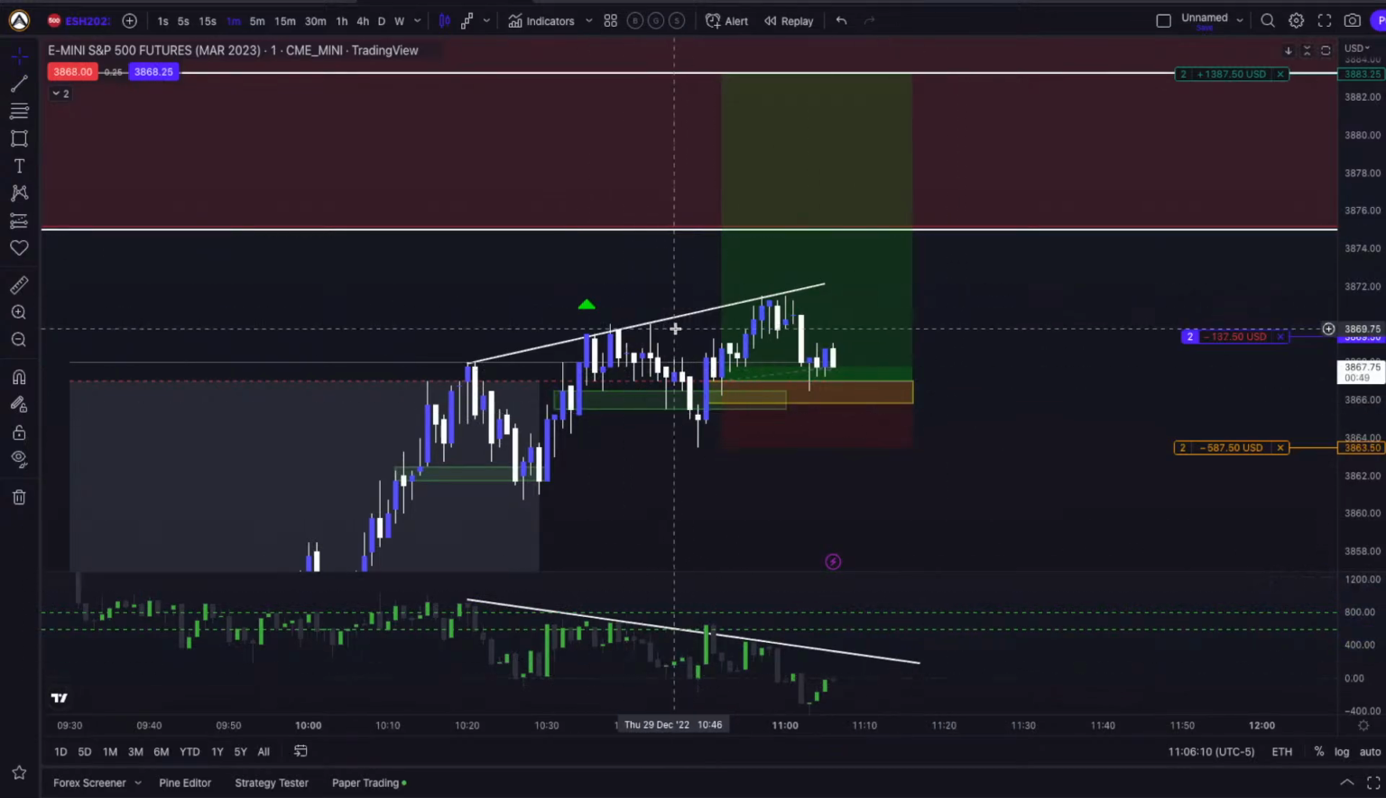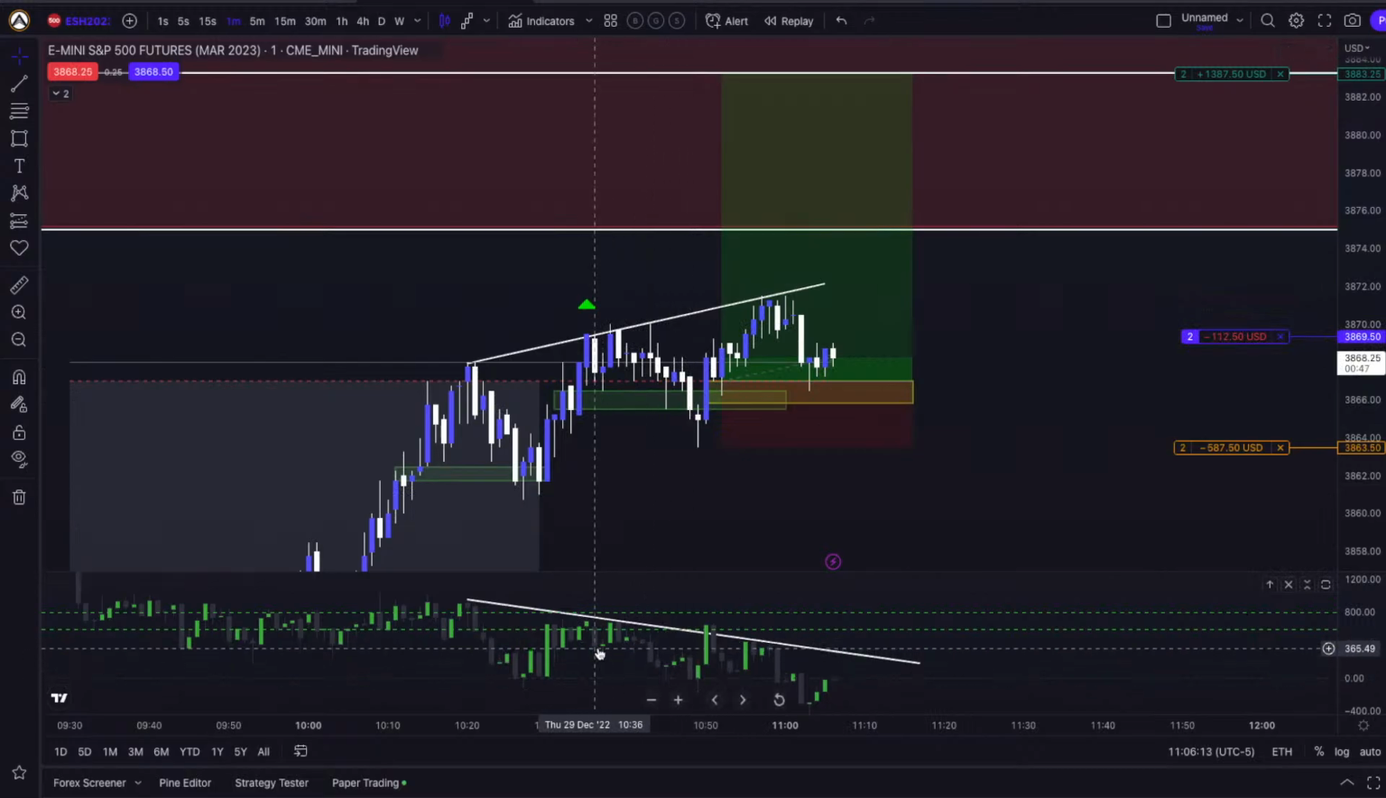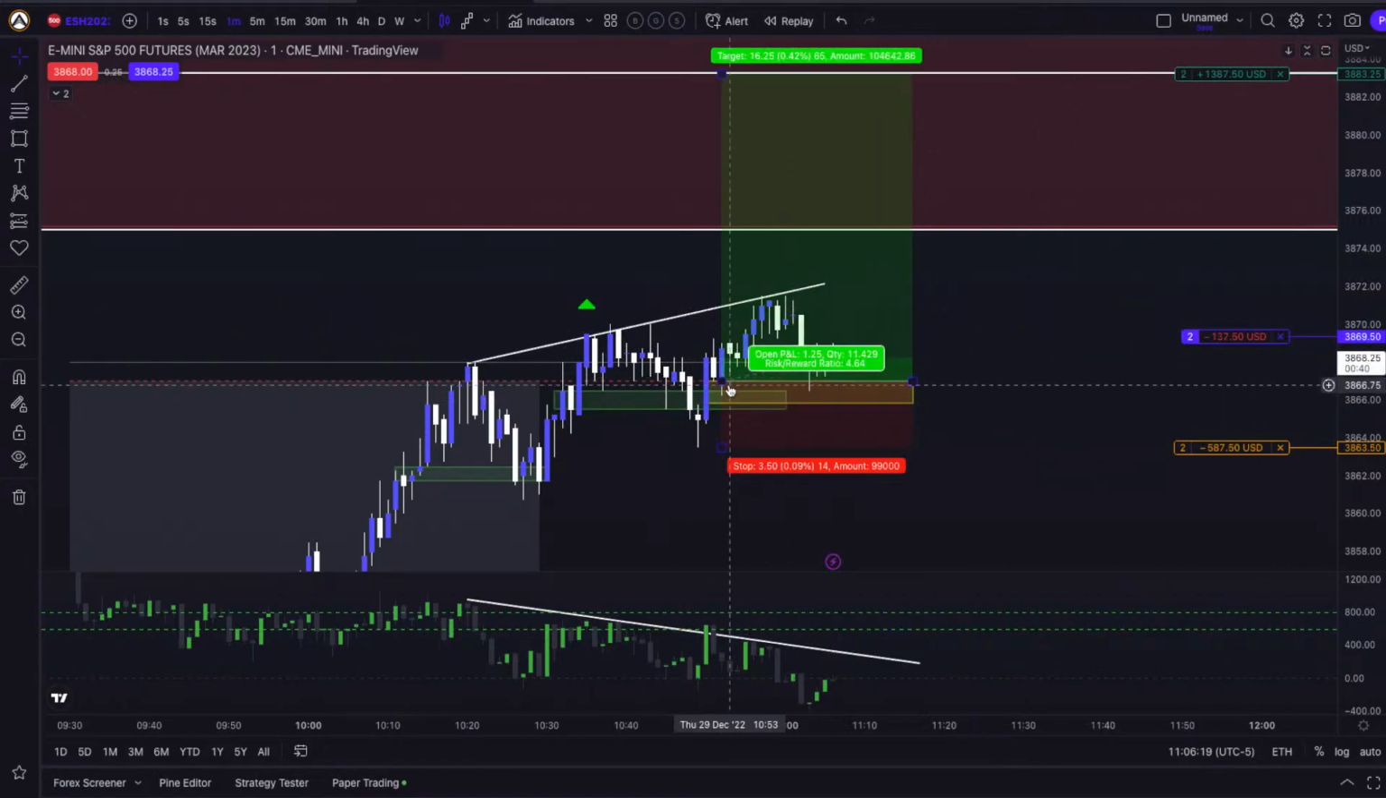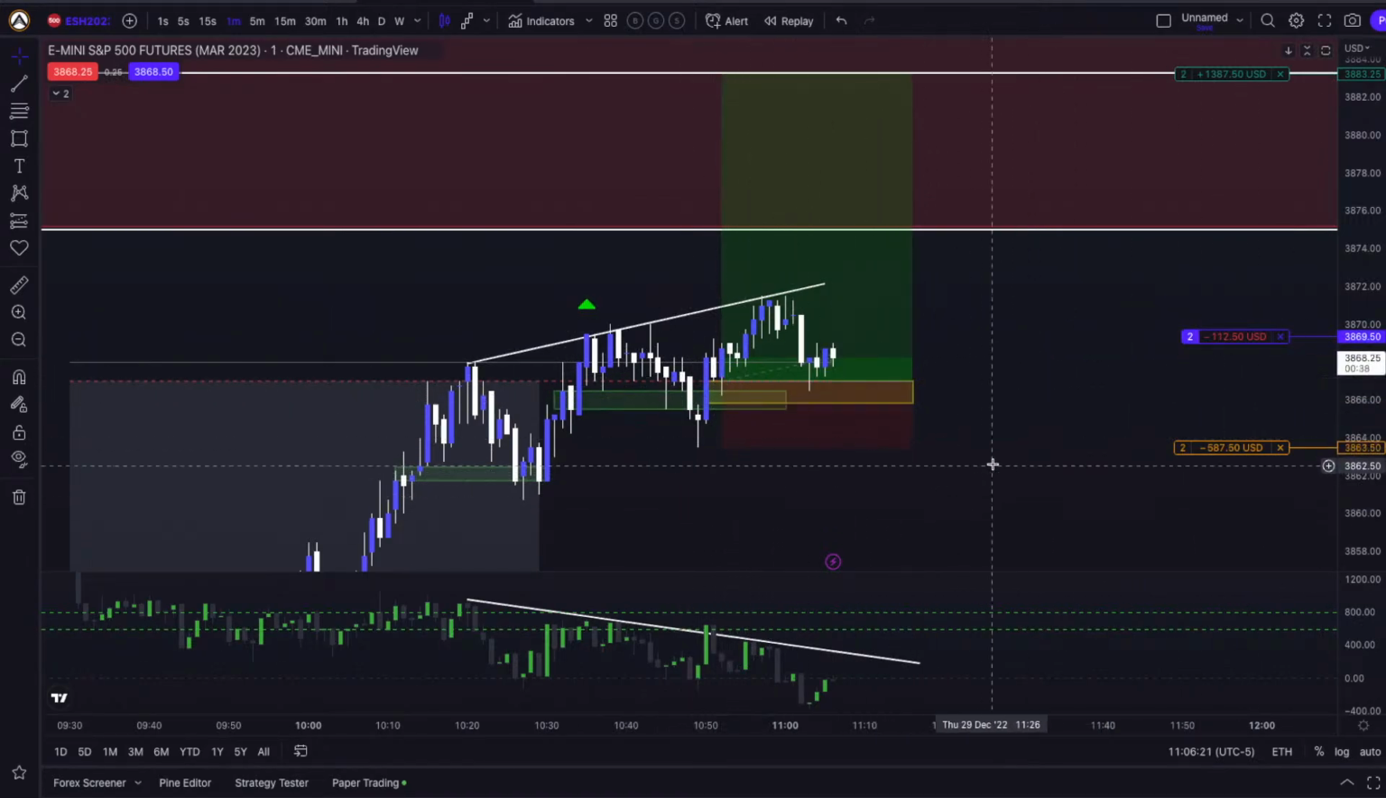So SMT divergence to US30 and an SMT divergence with the tick grid. We will see if this trade is playing out based on this 1 minute fair value gap.